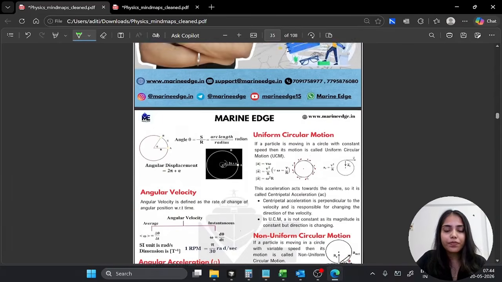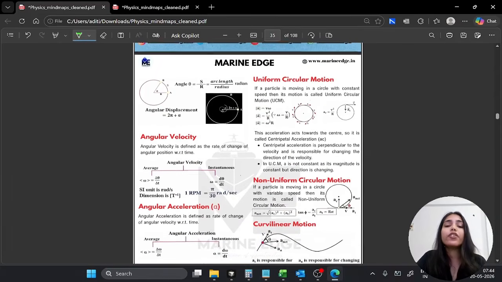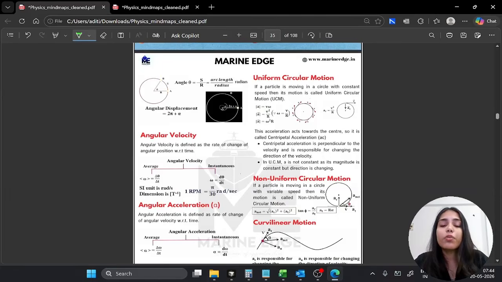Okay, now moving forward, next we have circular motion. So when we talk about circular motion, the object rotates or performs a constant motion in a circle with a fixed speed. Okay, and that is called a uniform circular motion.